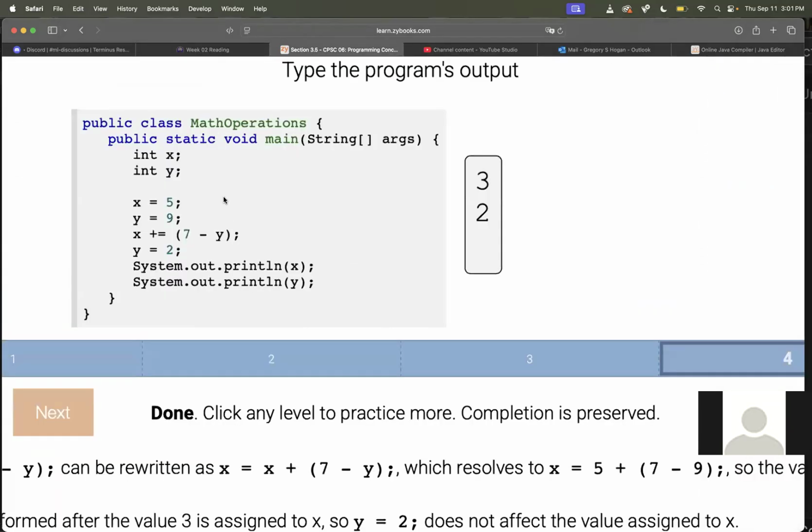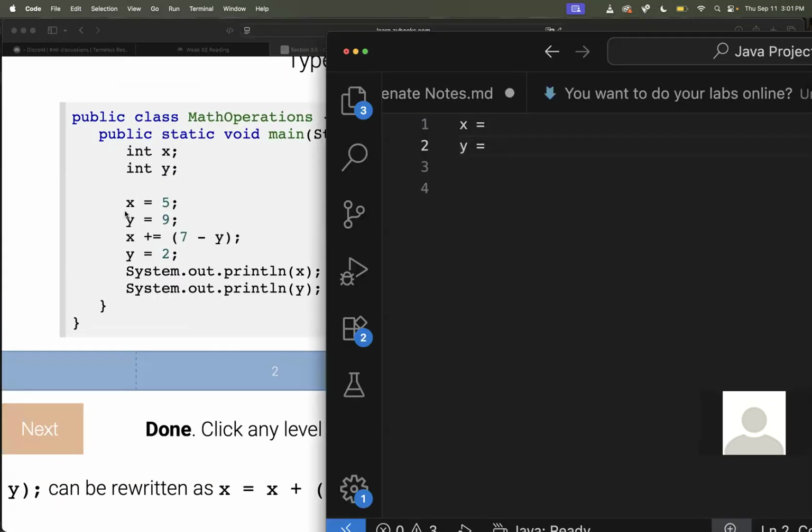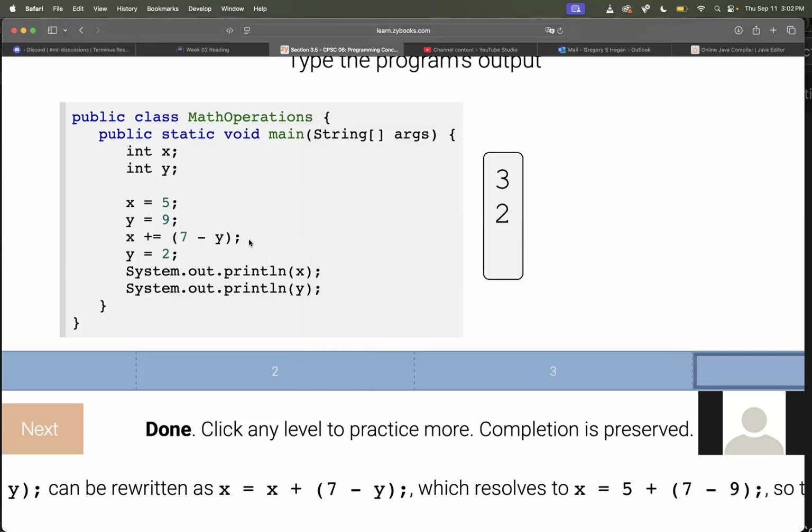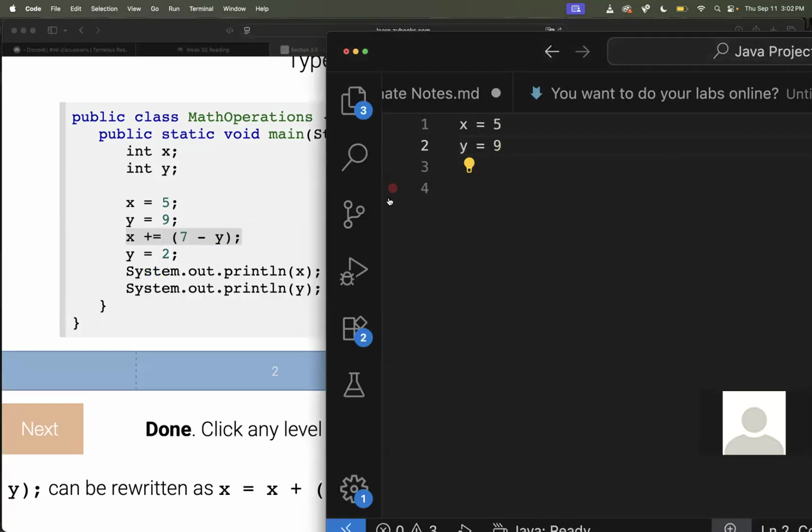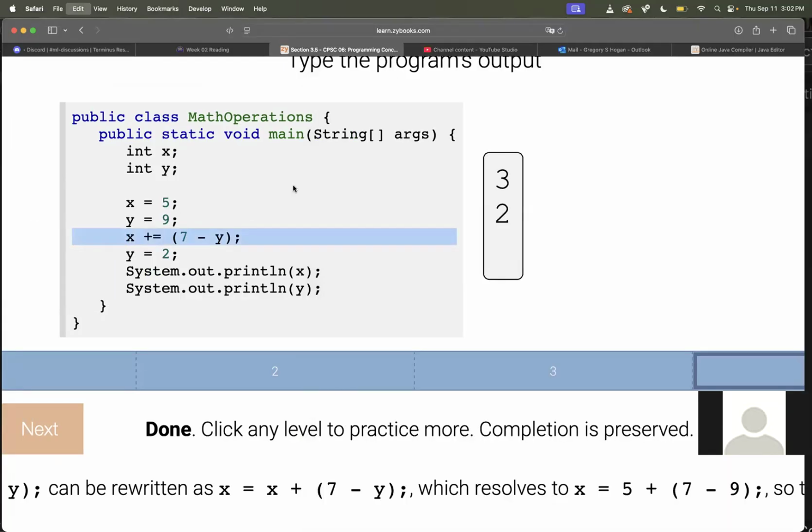I'm just trying to zoom in. So I'm looking at the code here. So variables x and y. X is 5, so I go x 5. Y is 9, so I go y is 9. X plus equals, uh-oh, right? This is a little bit complicated. So I have to think about this and do it step by step for myself.